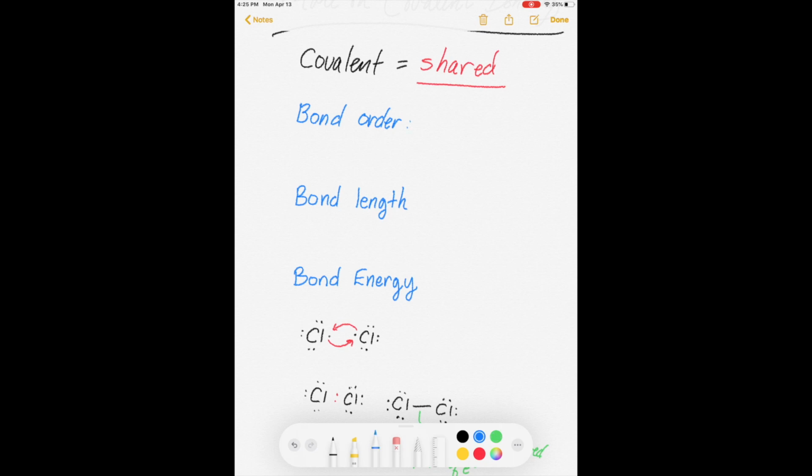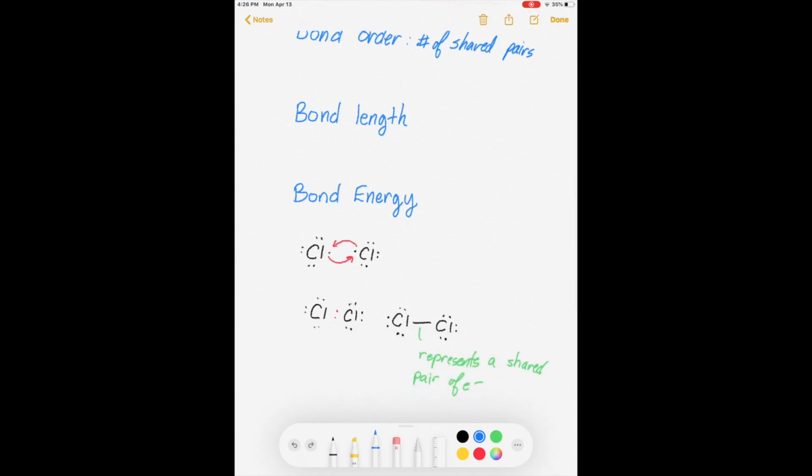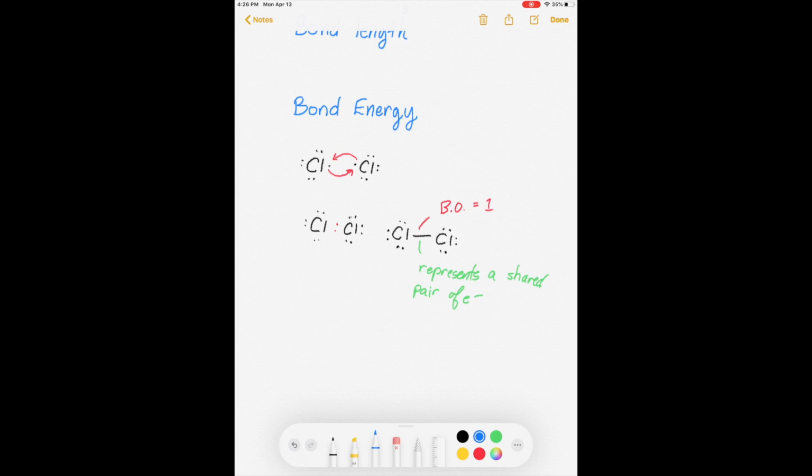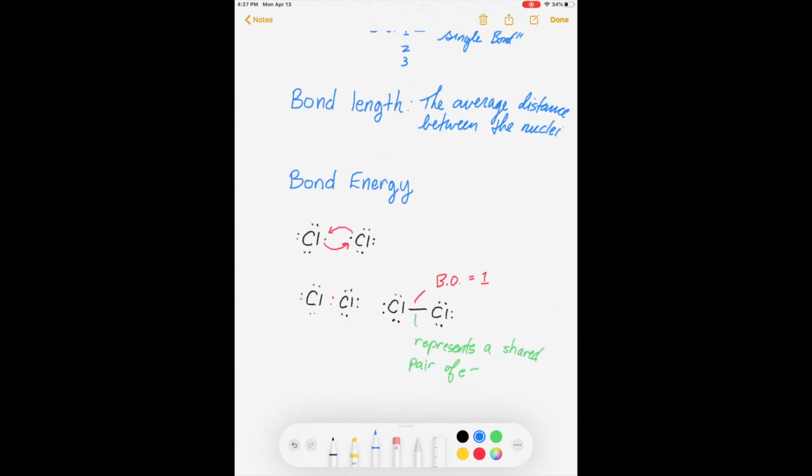What is bond order? Bond order is the number of shared pairs. So if we come back down here to this bond, we would say that its bond order, what we usually write as BO, is 1. If we have a bond order that is 1, this is what we call a single bond. The term single means that there is one single shared pair of electrons that form the bond. Bond length is the average distance between the nuclei. Bond energy is the energy needed to break the bond.